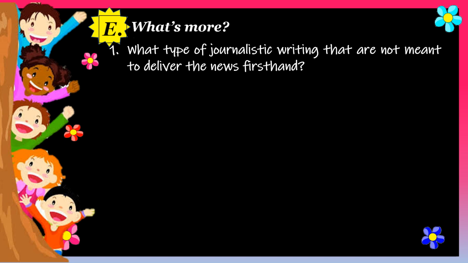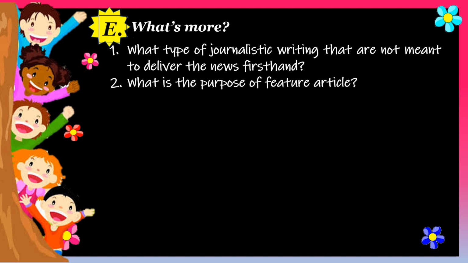Okay, so let's try to answer these questions this time. What type of journalistic writing is not meant to deliver the news firsthand? The answer is feature articles. Number 2. What is the purpose of a feature article? Try to recall the answer, class. Yes, the answer is to humanize, to add color, to educate, to entertain, and to explain. That's very good.